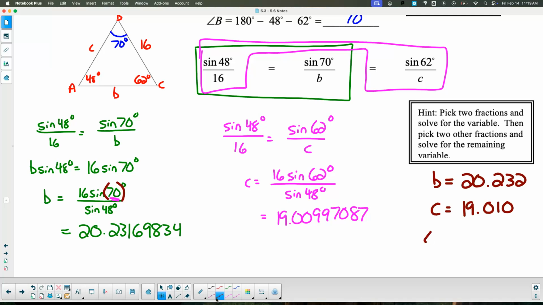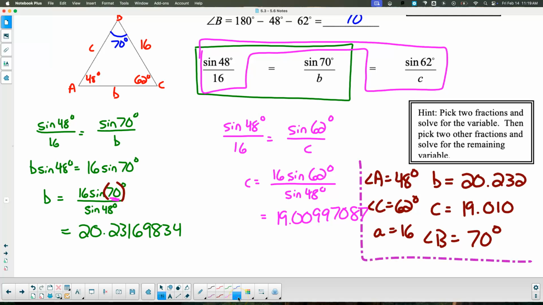And angle B was 70 degrees. And angle A was 48 degrees. And angle C was 62 degrees. And side A was 16. Because then all 6 of your answers are next to one another, even the 3 that I gave you. Okay?